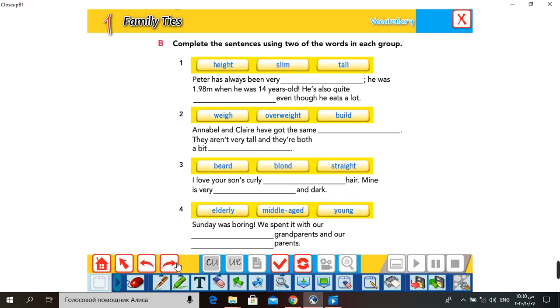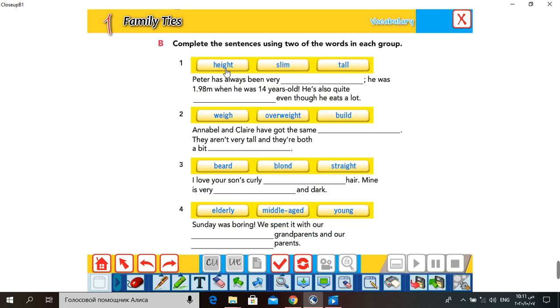Here I need you to complete the sentences using 2 of the words in each group. You have a sentence and you have 3 words. You're going to choose only 2 and complete the sentence with them, while the third one is extra and you will not need it. The words are, number 1, height, slim, tall.